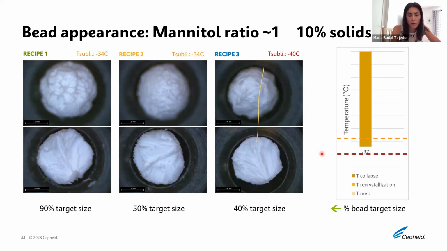None of the beads, of course, fulfilled the target size, except for one, where most of the beads were in the size of the dropped bead. That happened for the standard drying cycle, but still the bead would not fulfill all the desired criteria.